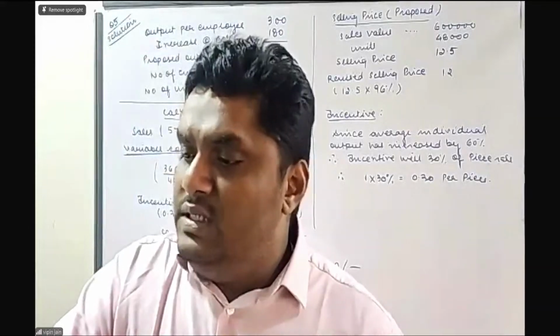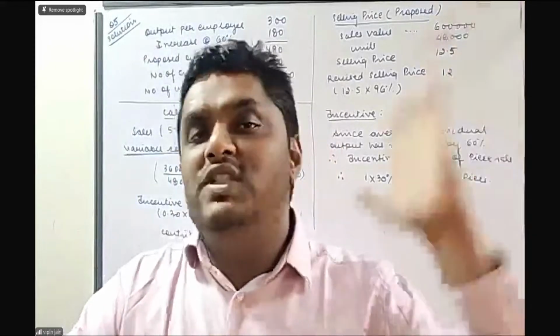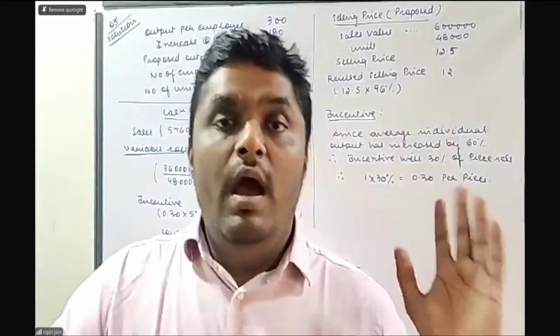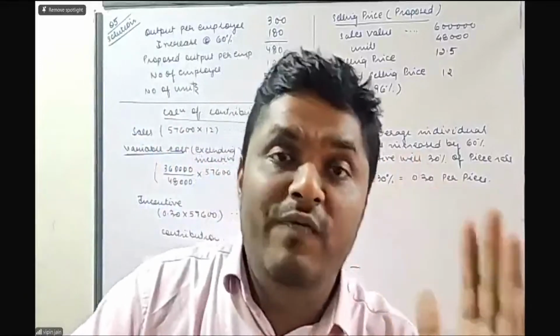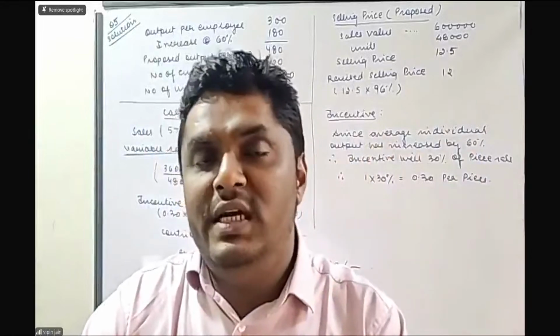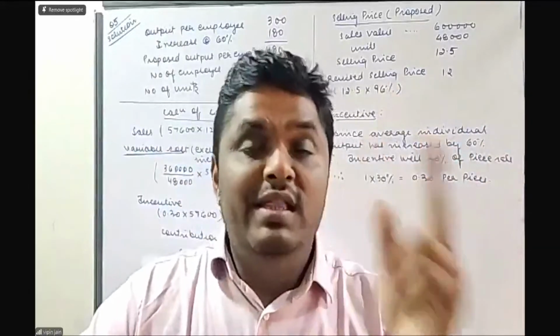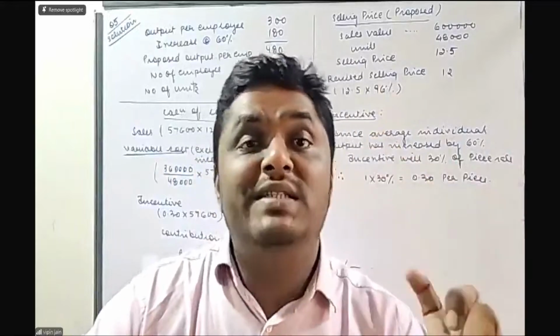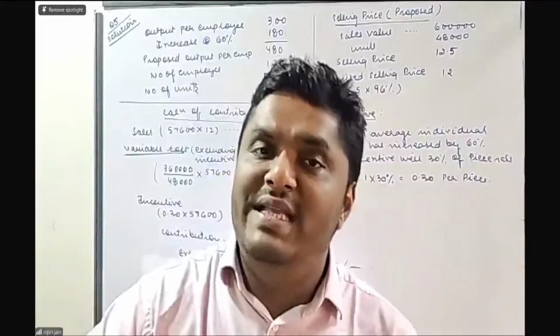See, it is given that the output per individual has increased by 60%. So we have to give them some sort of incentive, that is 1% for every 2% increase. Therefore, the incentive will be 30% on the piece rate, that is 30 paisa per piece will be the incentive.